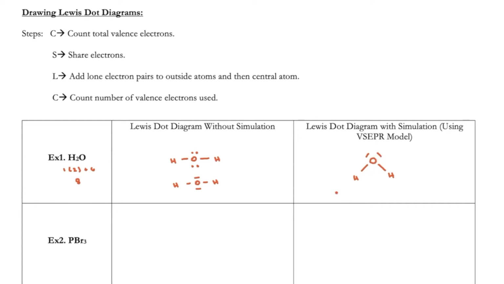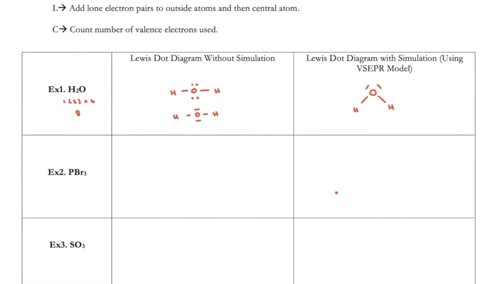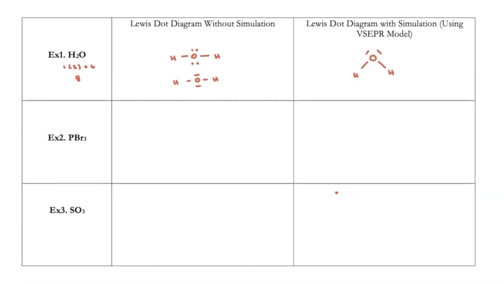Okay, yes, I know you're not quite comfortable with this yet, so let's look at 2 more examples. I've got PBr3, so my first step is to determine my total number of valence electrons. Phosphorus has 5 valence electrons, bromine has 7, but there are 3 bromines, so I've got a total of 26 valence electrons. All right, now I need to share, so I'm going to put phosphorus in the center, and I'm going to draw 3 bromines coming off of phosphorus.